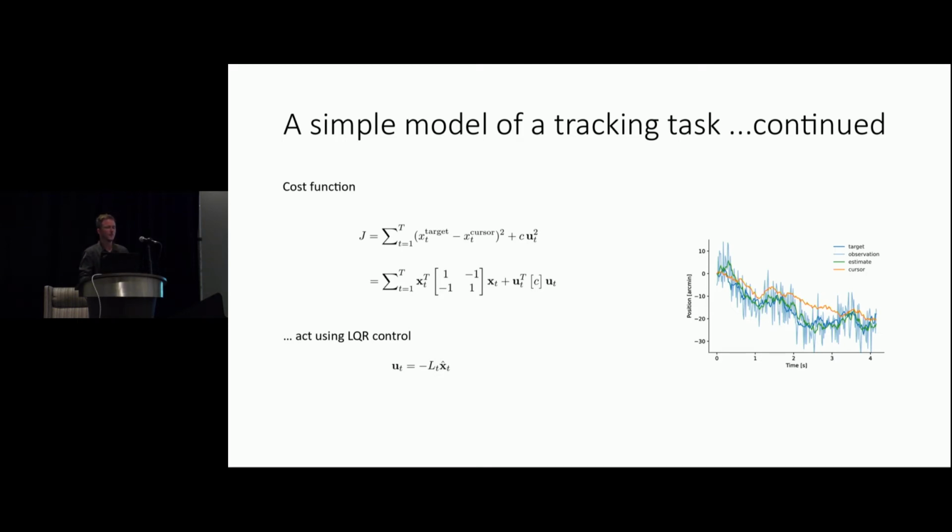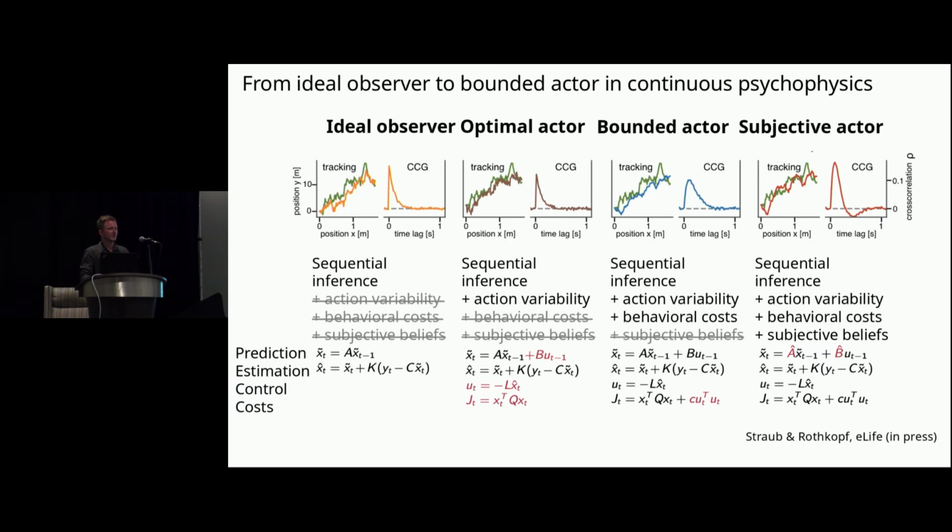And as you've already seen in the keynote, we can come up with a succession of models ranging from ideal observers to subjective actor models by changing some of the parameters of the model and/or including or excluding some of these terms. And I'll show you in the notebook how this works out.